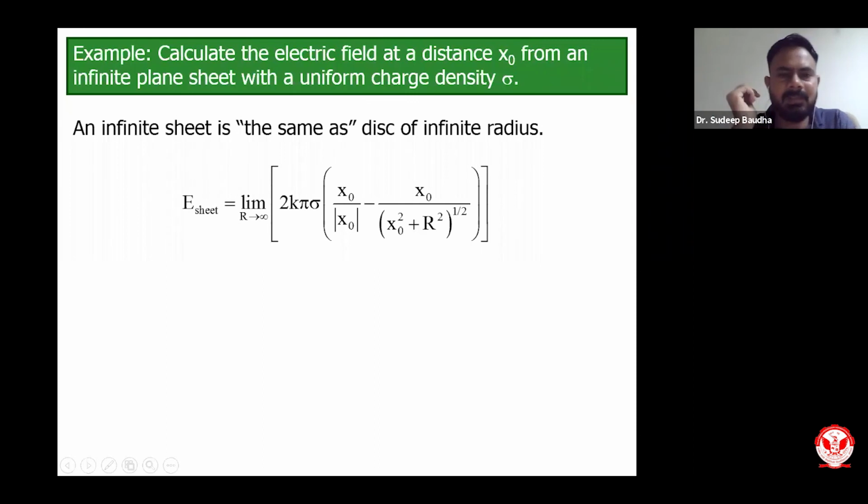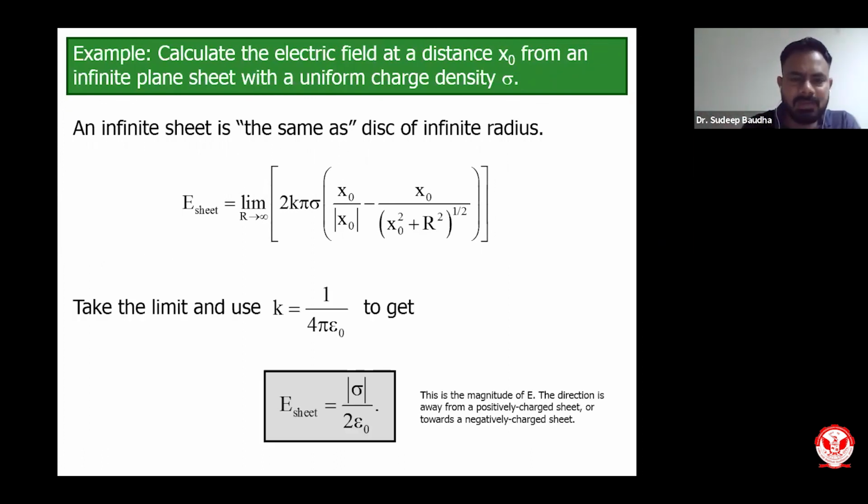So if I have an infinite disc, the same concept can be used, and E of that sheet will be equivalent to R tending to infinity, and you can do the calculations. I have already shown you the final answer. E sheet is equivalent to absolute sigma, which can be positive or negative, upon 2 epsilon naught. This is very interesting. I want someone to comment on this equation because in this equation, one important thing is missing.